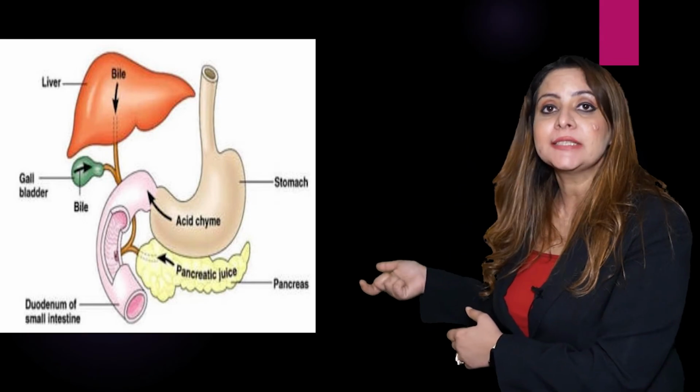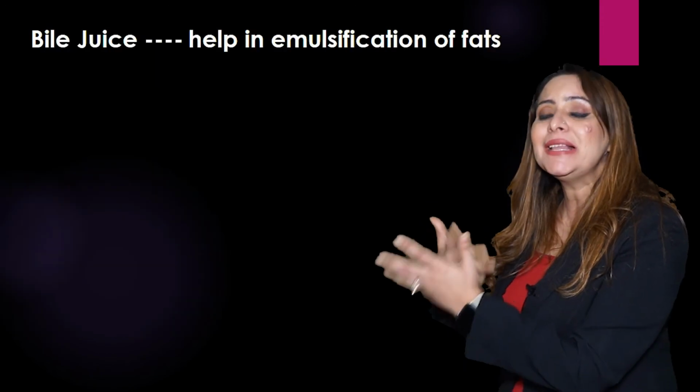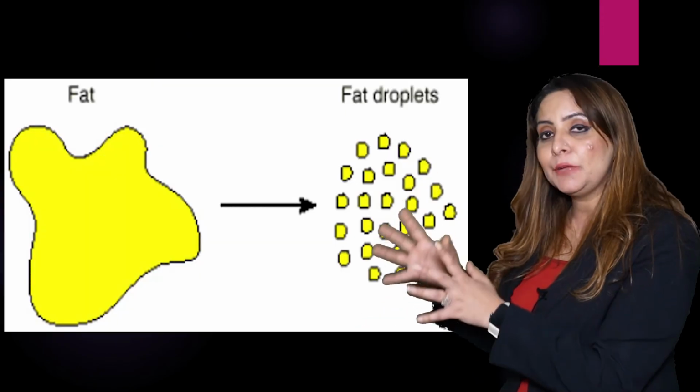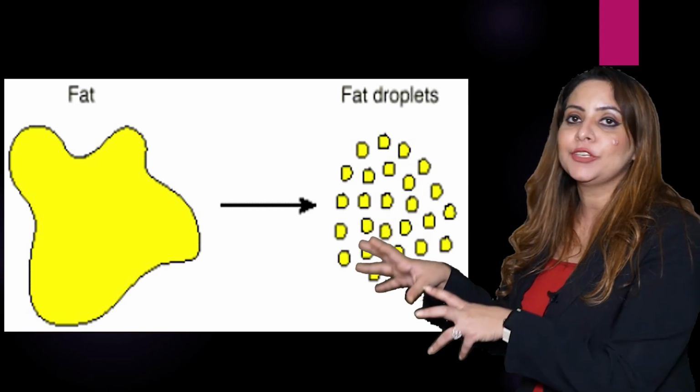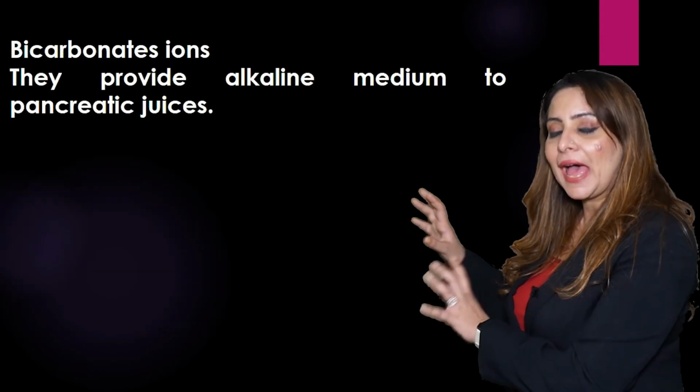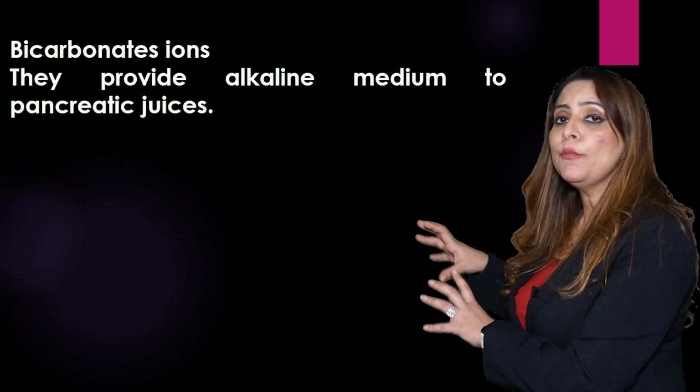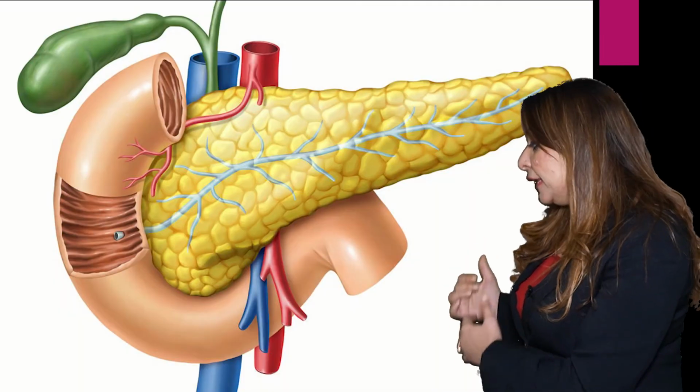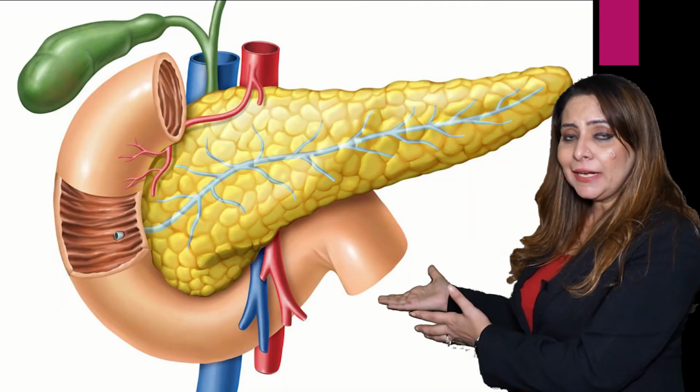The bile duct brings the bile juice, which helps in emulsifying the fats, that is, breaking the bigger droplets of fats into smaller droplets, and the bicarbonate ions also come along. Now, the pancreatic juice is carried by the pancreatic duct, and we have already discussed that trypsin will convert the peptones to peptides, the lipase will convert fat to fatty acid and glycerol, and pancreatic amylase will act on the leftover starch and convert it into maltose.